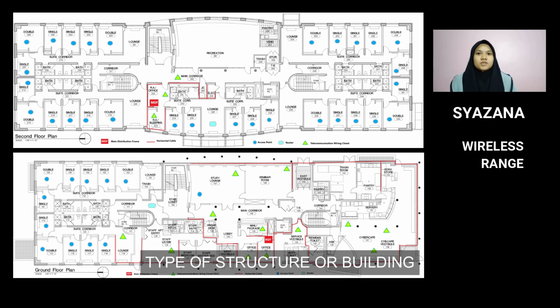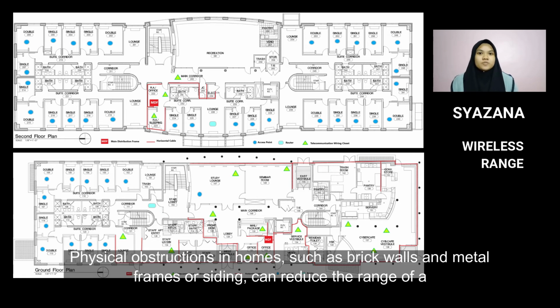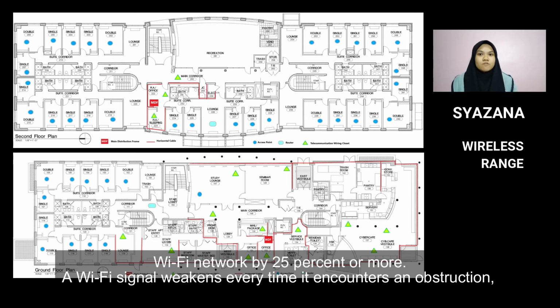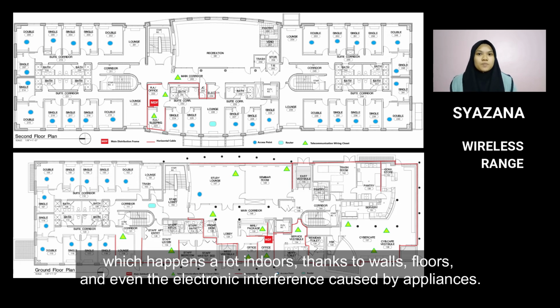Okay, the second is the type of structure or building. Physical obstructions in homes, such as brick walls and metal frames or siding, can reduce the range of a Wi-Fi network by 25% or more. A Wi-Fi signal weakens every time it encounters an obstruction, which happens a lot indoors, thanks to the walls, floors, or even electronic interference caused by appliances.